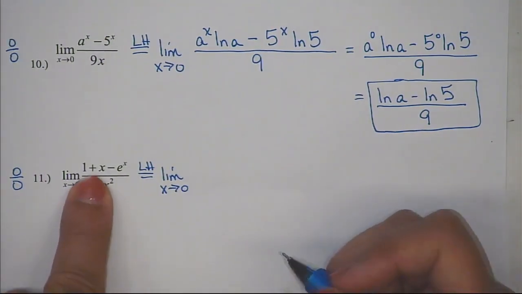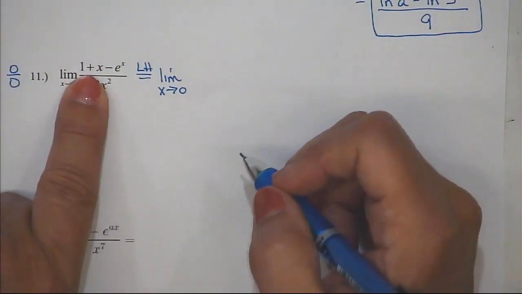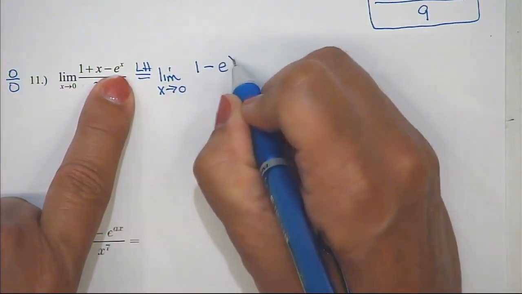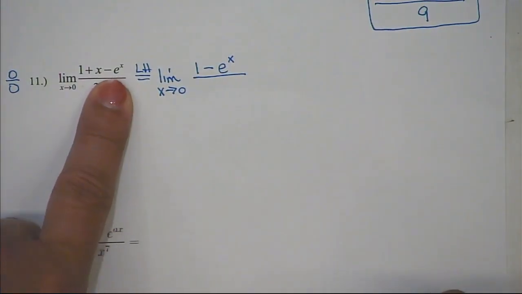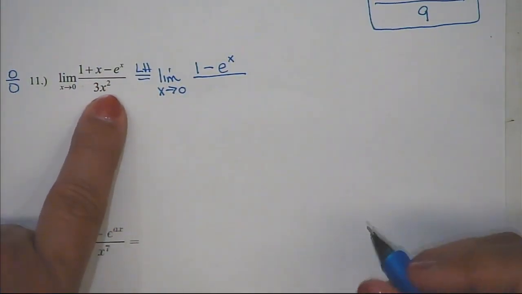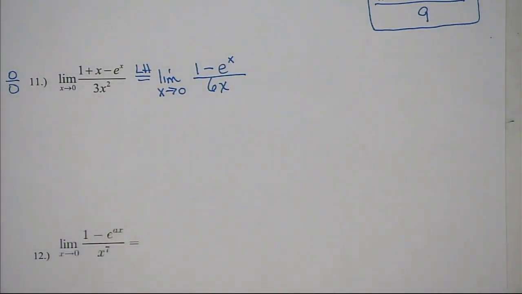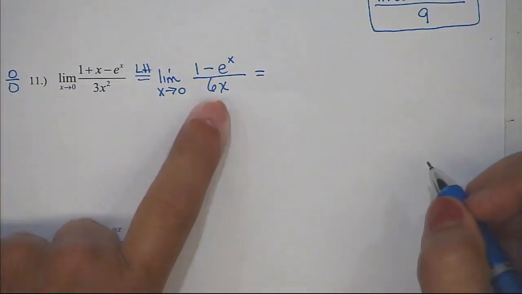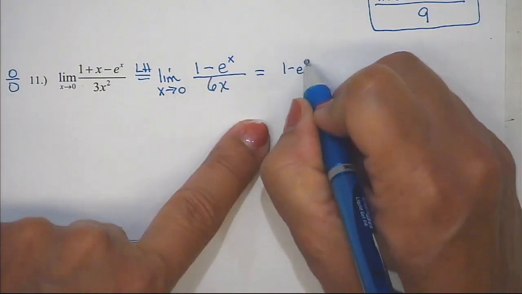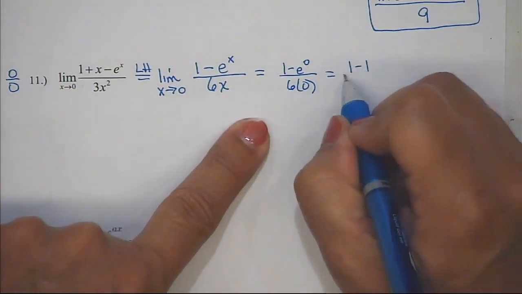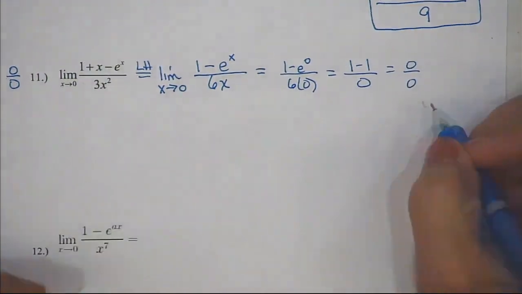Okay, all right, so derivative of the numerator. Okay, derivative of 1, 0, derivative of x is 1, and the derivative of e to the x is e to the x. So 1 minus e to the x is the derivative of the numerator. Bottom derivative is 6x. All right. So now, there's my derivative. So now I'm supposed to put 0 in and get my answer. But if I put 0 in, I get 1 minus e to the 0 over 6 times 0. So that's 1 minus 1 over 0. I still get 0 over 0.